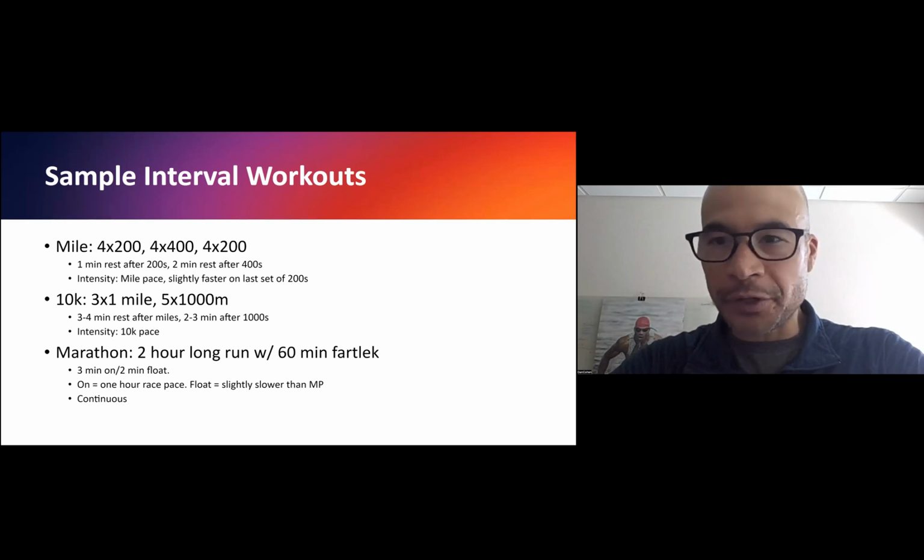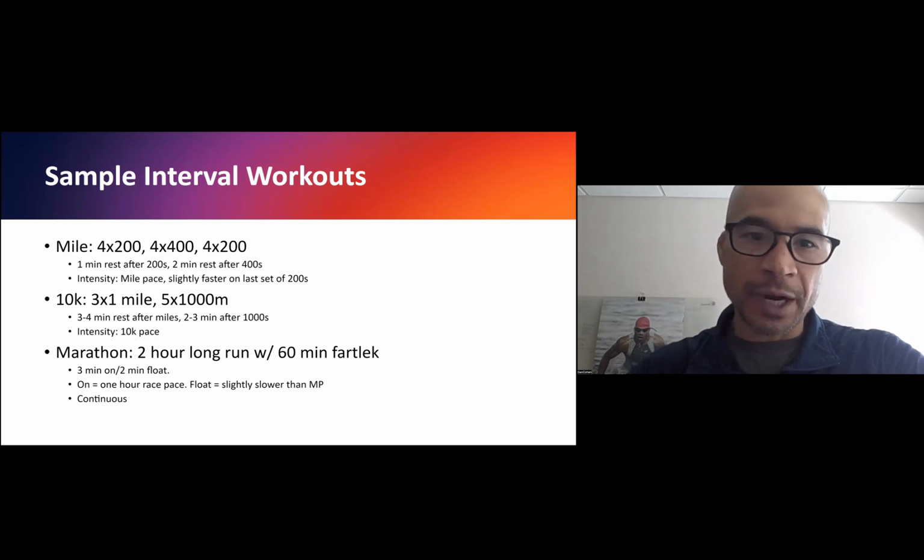Ultimately just listen to your bodies, make sure you're getting enough rest, you're providing the right amount of stimulus to positively adapt, and more importantly, just have fun with your running and in any training that you're doing.